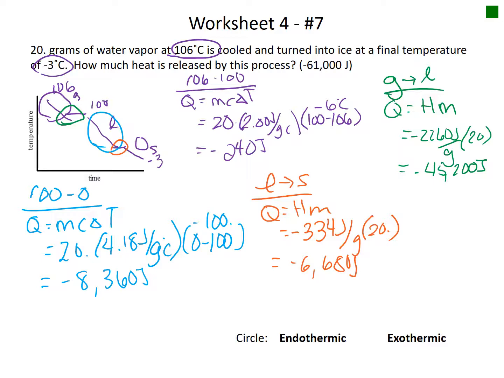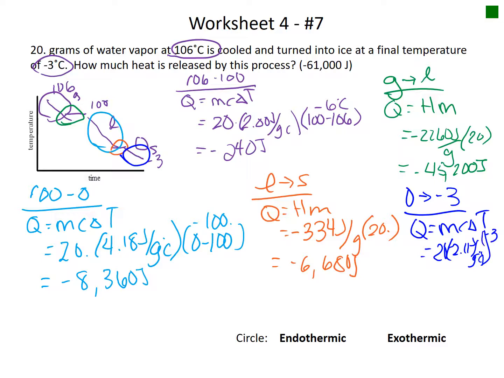All right, and then the final one that I am going to have to deal with is this final cooling stage, which is where I'm going from 0 to -3. So 0 to -3. And because there's a temperature change and it is all the same state of matter, I am going to once again use that MCAT formula. In this case, the M is still 20. The C value, though, because it is a solid, is now 2.11. And then my temperature change is -3 minus 0, so that would be -3. When we multiply that out, we get -126.6 joules.